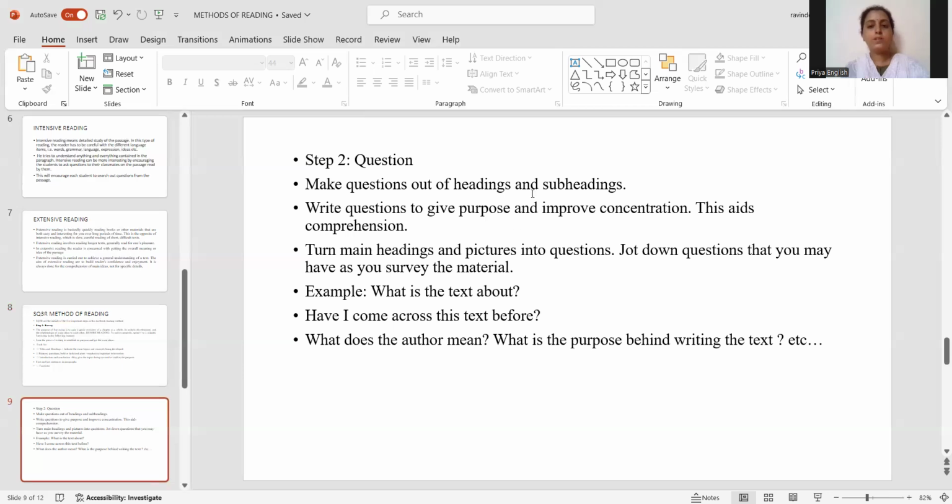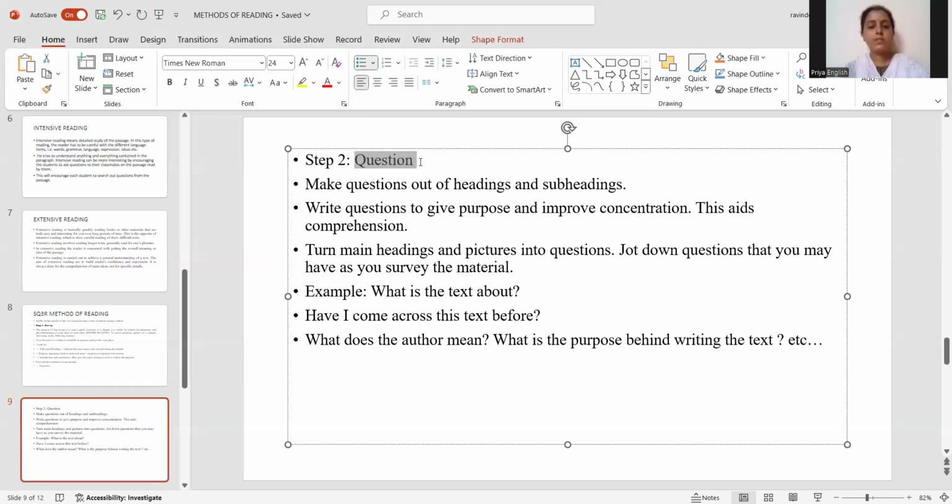So step two is questioning. So what do you mean by question? Questioning means you're going to frame questions regarding the topic, the headings, the subheadings, the introduction, the topic sentence.